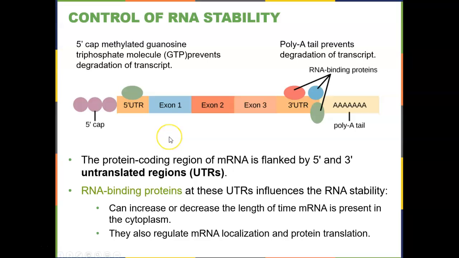So we also have to be careful of making sure that this messenger RNA remains stable after it has been processed. So we are going to add in a 5' cap, which is a methylated guanosine triphosphate molecule. So these are a methylated GTP, and this is going to prevent the degradation or the breakdown of this messenger RNA until we actually get to translate it. And then the poly A tail is also going to prevent breakdown.